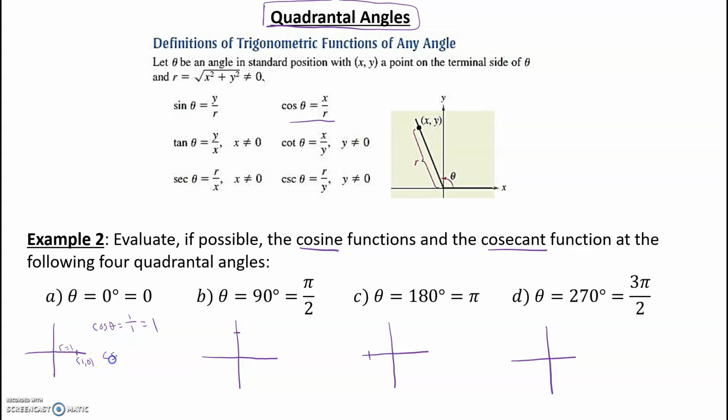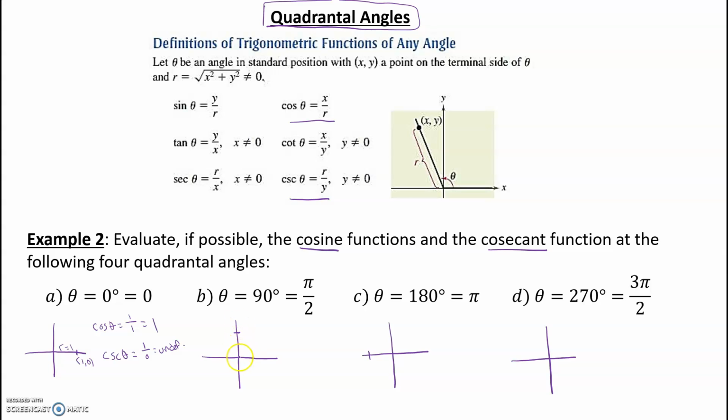Our cosecant is our radius over our y-coordinate, which happens to be 0 here. Remember, we can't divide by 0, so that would be undefined. I'm not going to spell it out. All right, and you can find any of them. You can find sine, cosine, tangent, all the above.